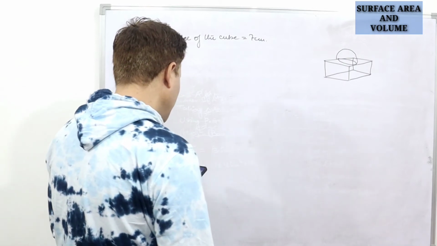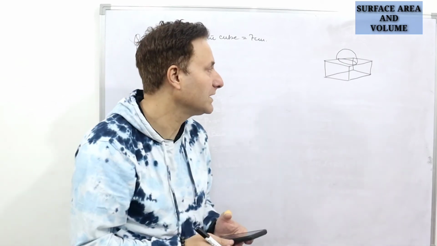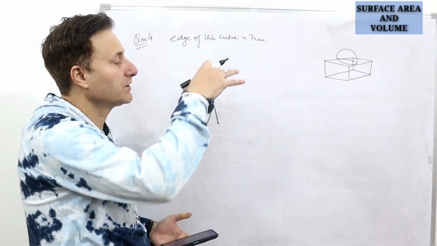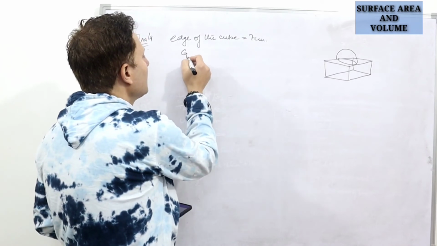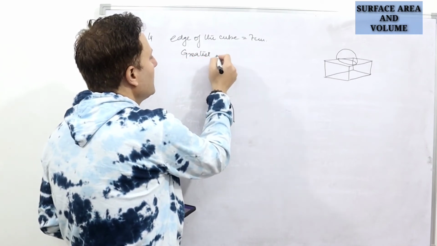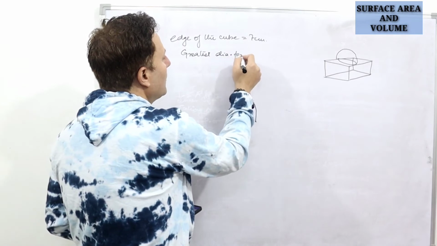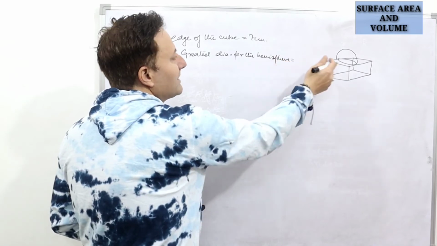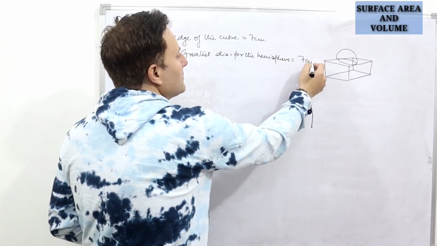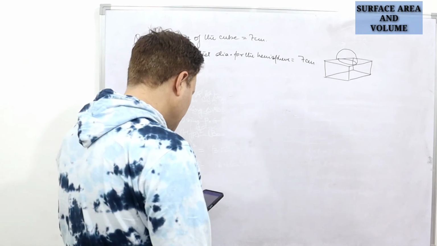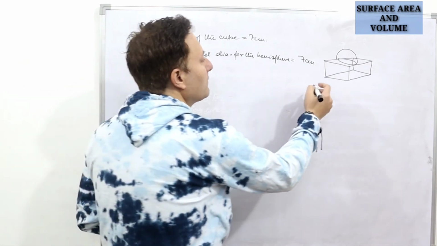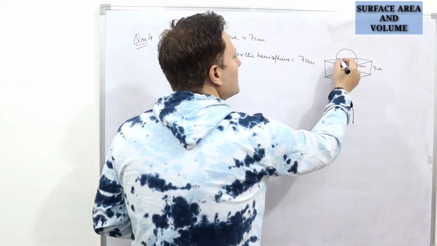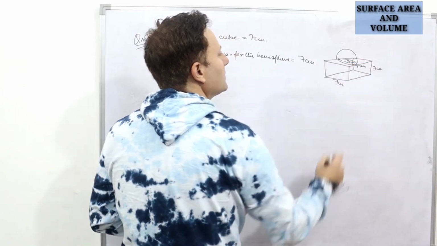It is surmounted by a hemisphere. What is the greatest diameter the hemisphere can have? So what does it say? It says what is the greatest diameter of the hemisphere that we can surmount on it. So obviously it will be 7 centimeter, because that's the maximum it can take. Now it says, find the surface area of the solid. So now we have to find the surface area of this entire solid. This is the diameter as well, 7 centimeter.